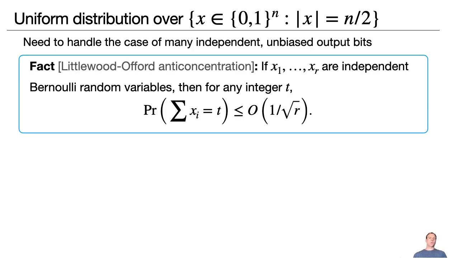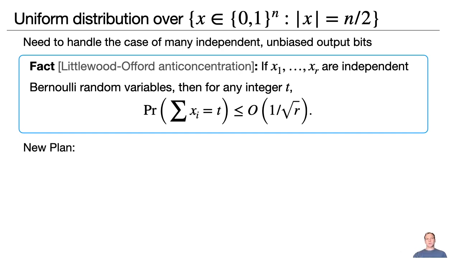Well, one way we might hope to do this is to use anti-concentration. And this has been useful in a similar work previously. In particular, a standard fact is that if I have, say, R independent Bernoulli random variables, they don't sum to any particular value with high probability. They're very spread out. And this seems like it would pose some problem or give us some lower bounds, because our goal is to produce a distribution where the weight is exactly fixed.